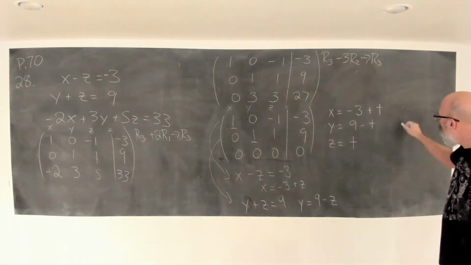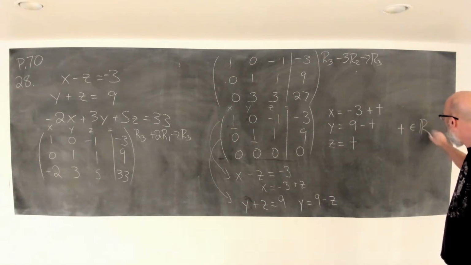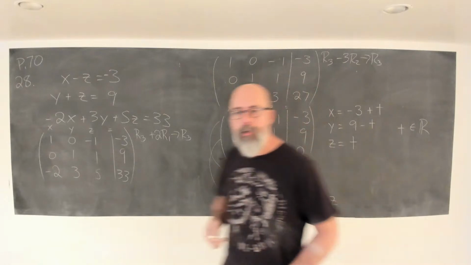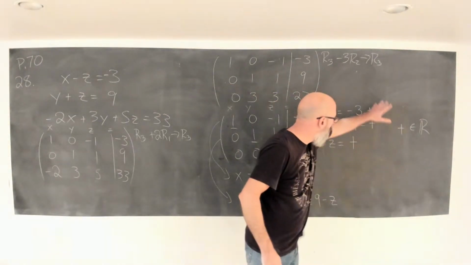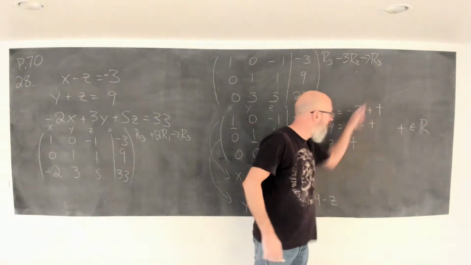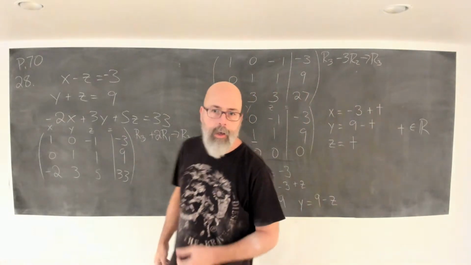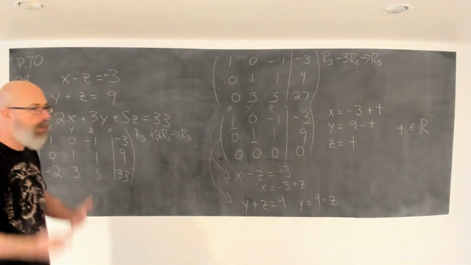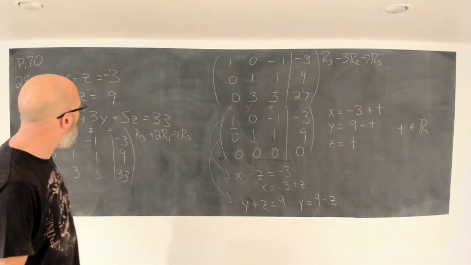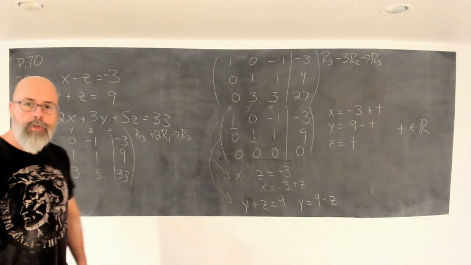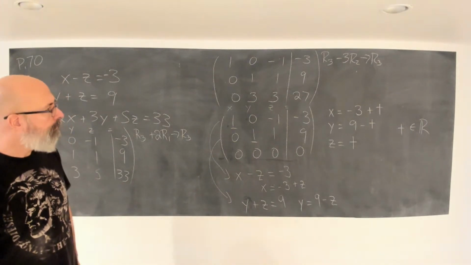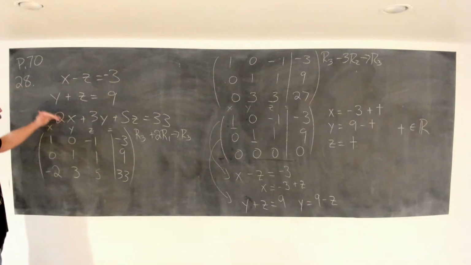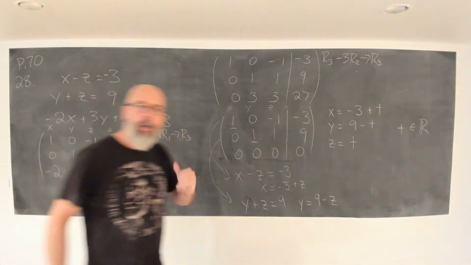And this is the solution for any real value of t. So again, you see you get infinitely many solutions. When t is 0, you get a solution. When t is 1, when t is pi, when t is 1 over root 2, you get a solution, and so on and so on. You get infinitely many solutions. Shall we verify? This solution has to satisfy all 3 equations.